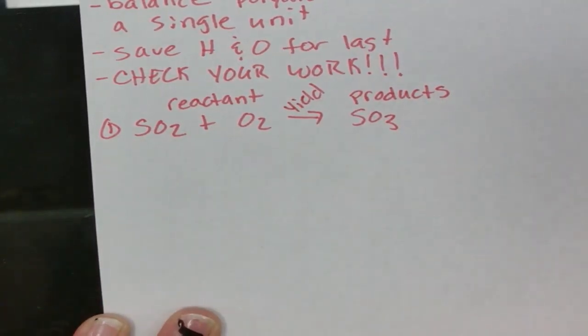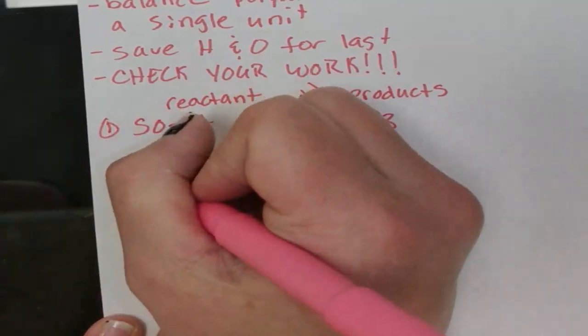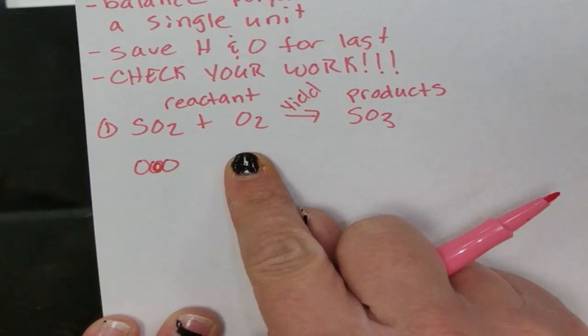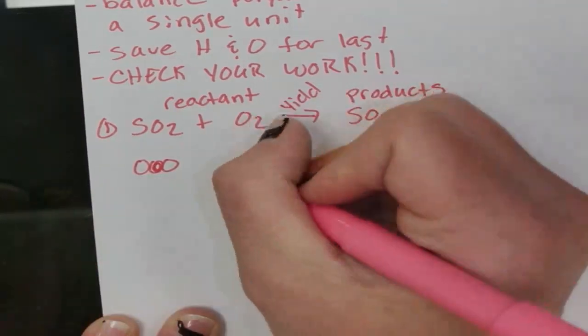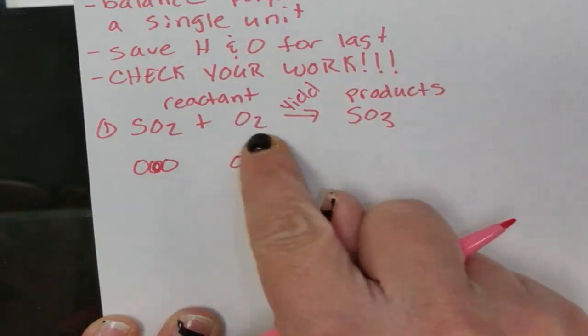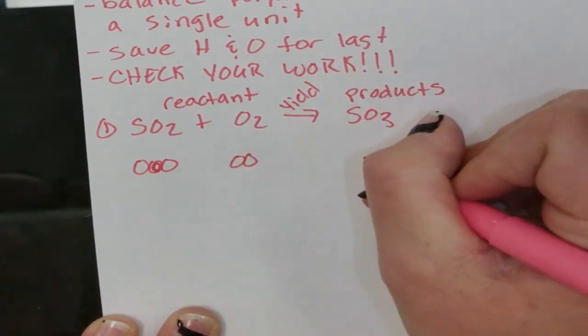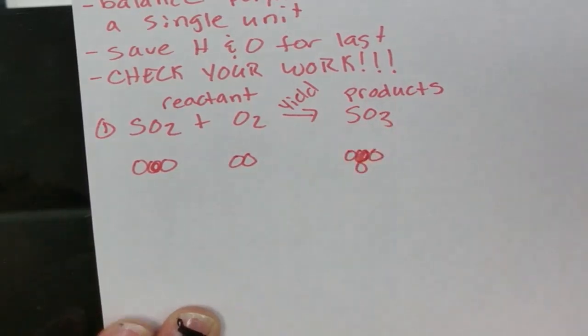So let's start with a particle diagram, and I'm going to draw SO2. And I'm going to draw oxygen, and I made the S a shaded circle and the oxygen unshaded. This is O2, so there's two oxygens there. And now I have an SO3. So 1 sulfur and 3 oxygens.